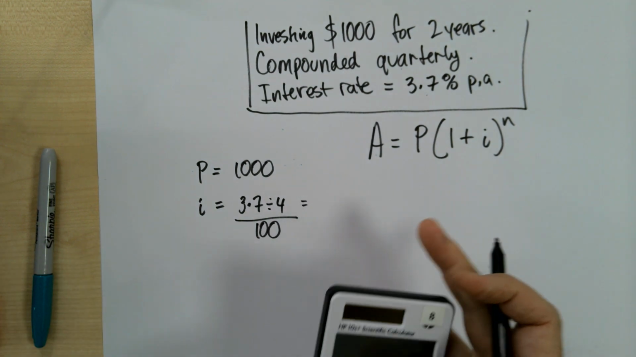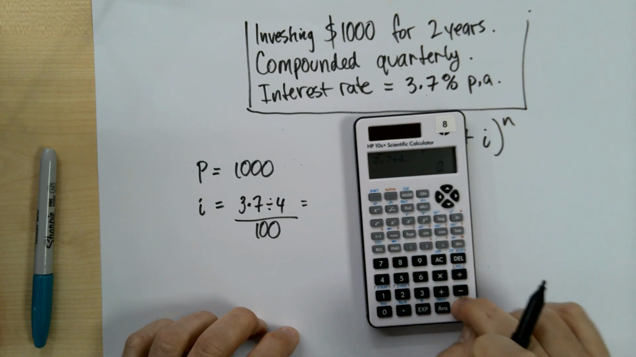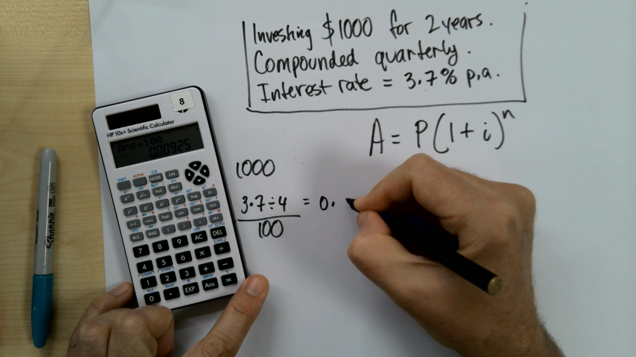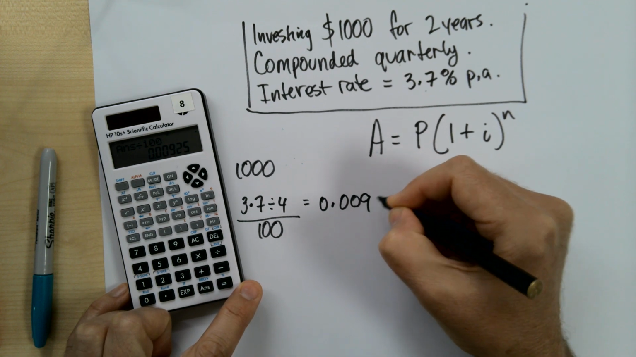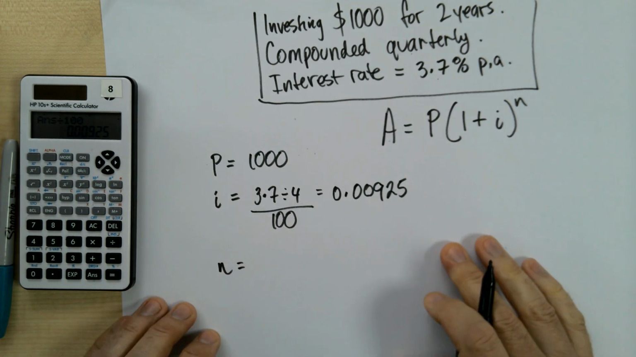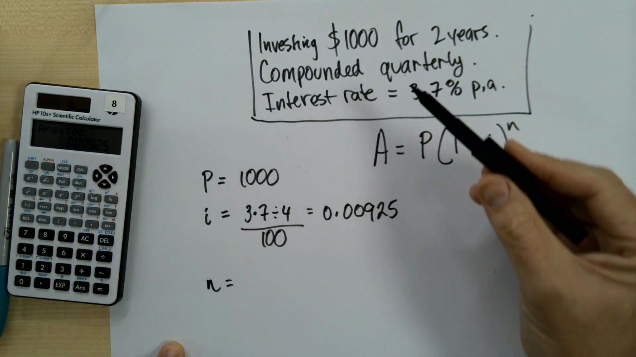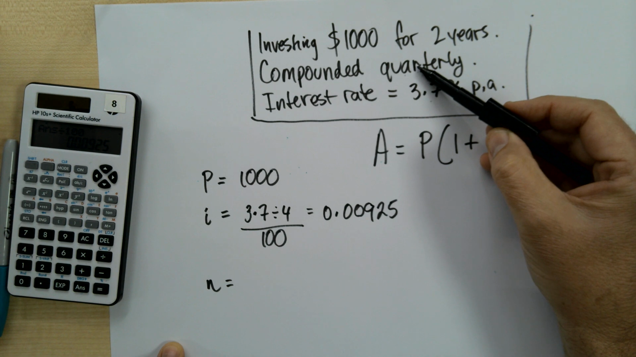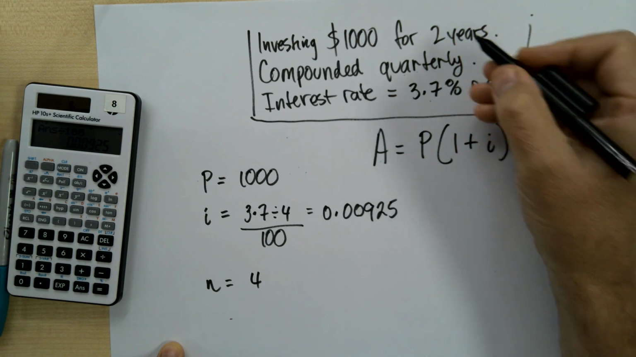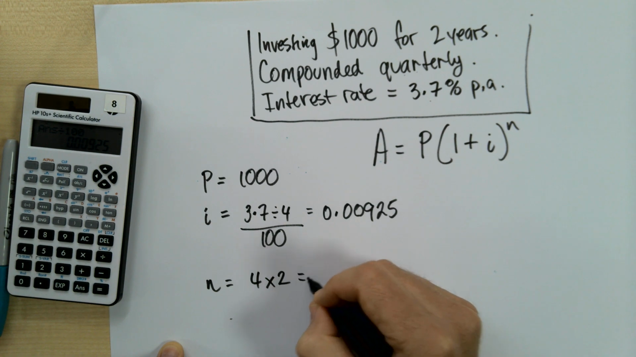All right, so now we really need to have some decimal places happening here. 3.7 divided by 4 is that. Divide that by 100. Okay, so that's 0.00925. Put it all in. Okay, so that's little i. N, how many times for the whole life of this investment does this get injected into it? Well, it's 4 times a year, compounded quarterly. So for 1 year, it goes 4 times. But we're doing this for 2 years. So it goes 8 times.